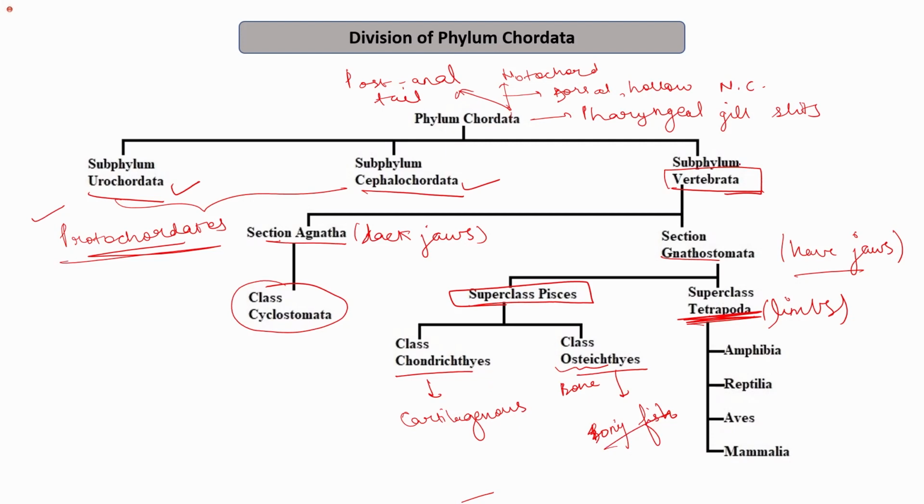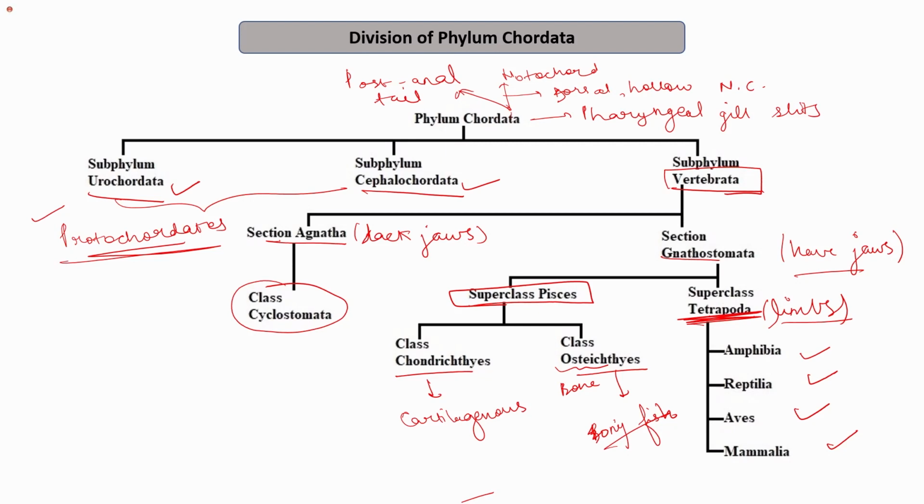Now the tetrapods, which have limbs, include amphibia, reptilia, aves, and mammalia. We will see what the differentiating characters are in each of these. But for now, we can say that phylum Chordata, which has animals that have a post-anal tail, notochord, pharyngeal gill slits, and a dorsal hollow nerve cord, can be divided into 3 subphyla. The first is cephalochordates, second is urochordates, third one is vertebrata.